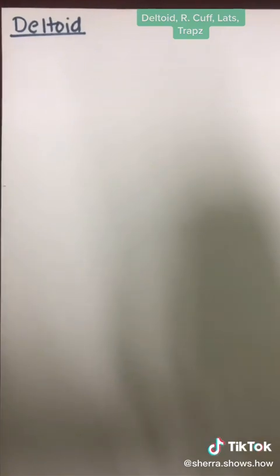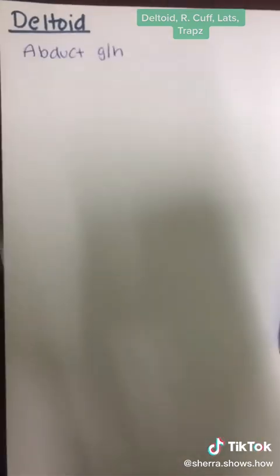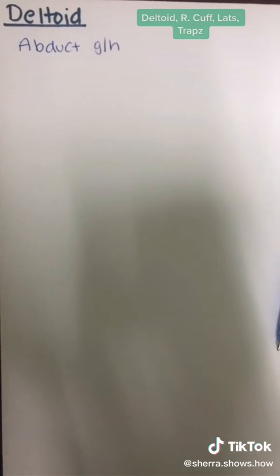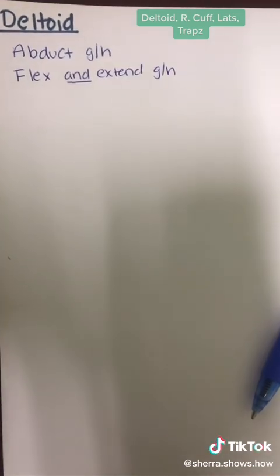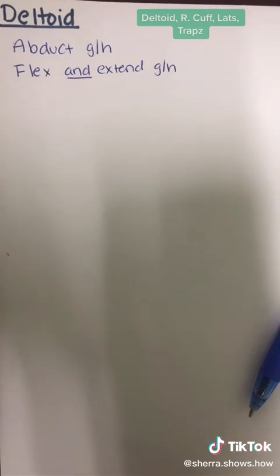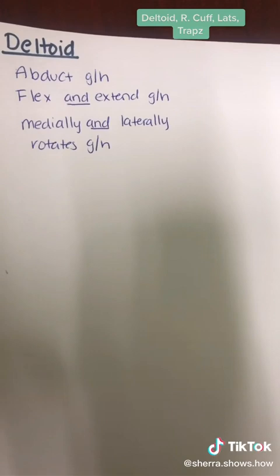So we're going to do this stop motion style. I've played with it and this seems to be the easiest way. Let's get into this deltoid, okay? It abducts the shoulder, flexes and extends the glenohumeral or shoulder, medially and laterally rotates the shoulder.